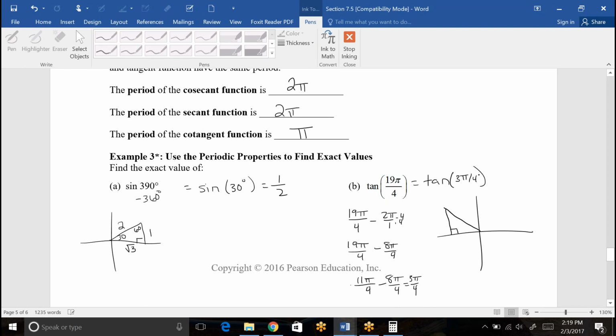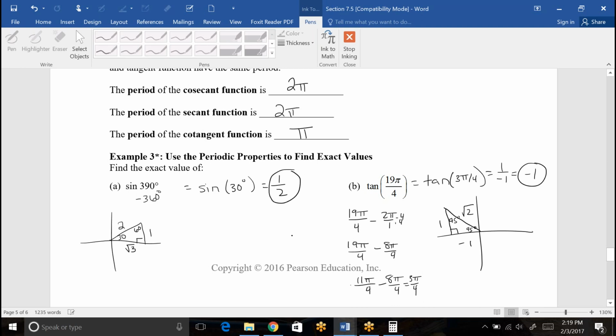And remember that anytime it's a divide by 4, that's a 45, 45, 90 triangle, which means these are both 1s and this is a square root of 2. And in this quadrant, the x's are negatives, but the y's are positive. So remember, tangent is opposite over adjacent, so that's 1 over negative 1, which is negative 1.